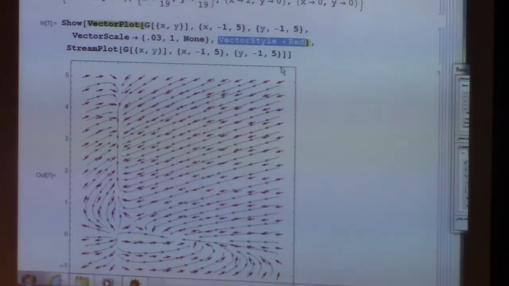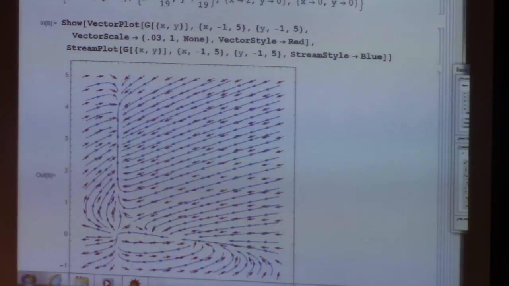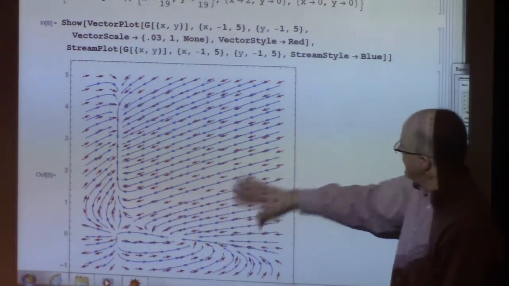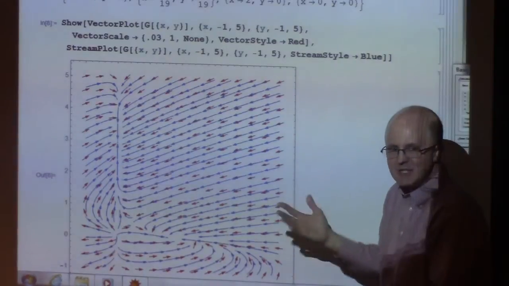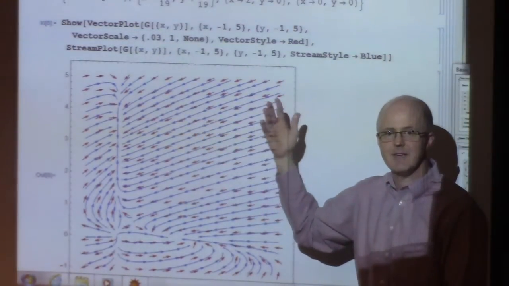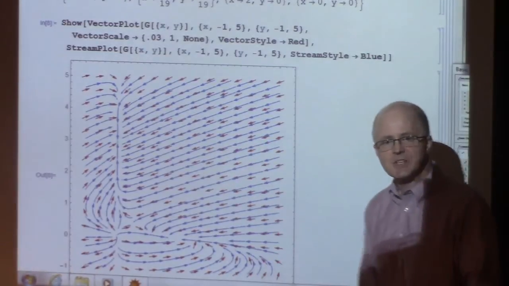Stream style. Actually use blue instead of red, because I'm imagining this being a thin sheet of water. Imagine this plane being full of water, a thin sheet of water, and the water molecules are following the streamlines. Okay, is that literally going on? No, of course not.